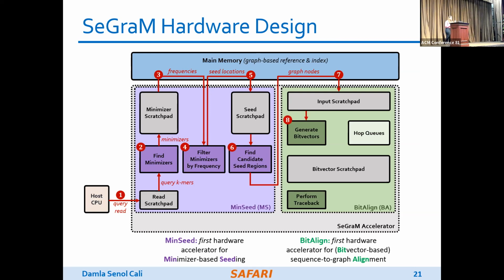While generating these bit vectors, BitAlign writes them to the hop queues in order to handle the hops required for graph-based alignment, and also to the bit vector scratchpad to be later used as part of the traceback operation. And once BitAlign finishes generating and writing all these bit vectors, it starts reading them back from the bit vector scratchpad, performs a traceback operation, finds the optimal alignment between the subgraph and the query read, and streams the optimal alignment information back to the host.